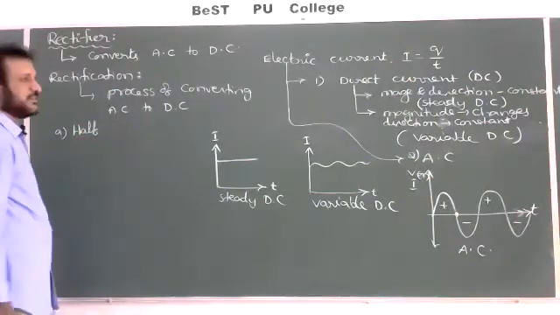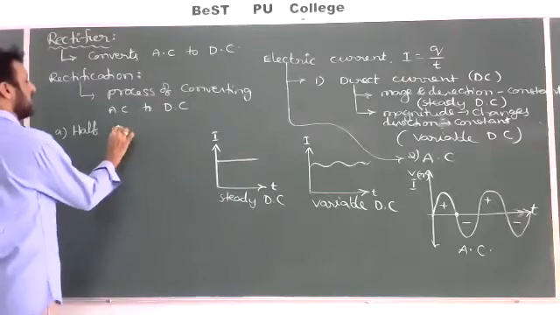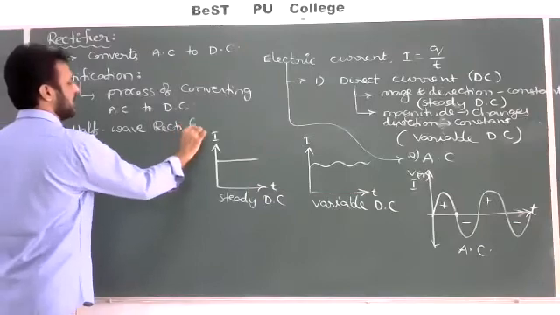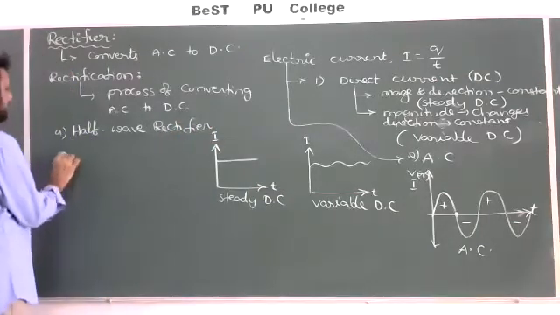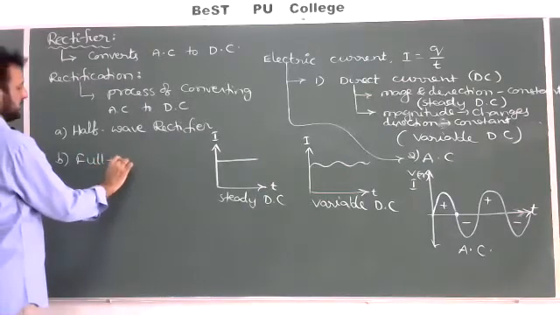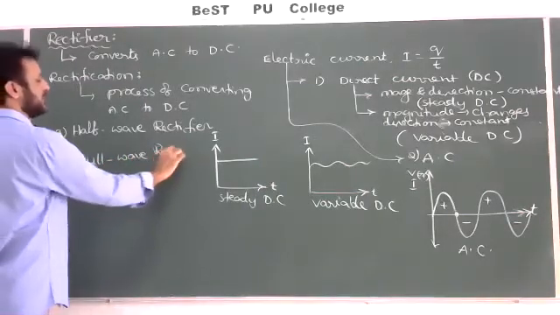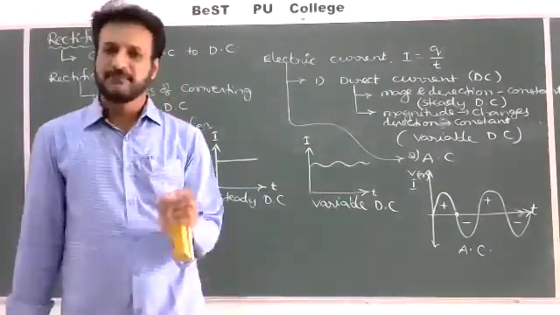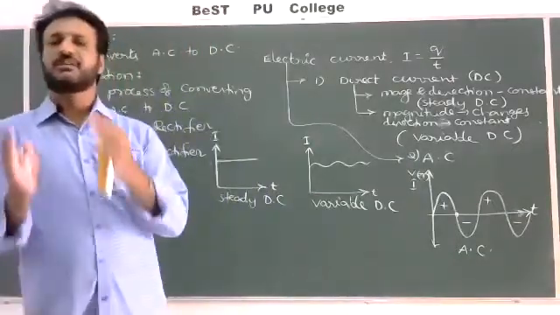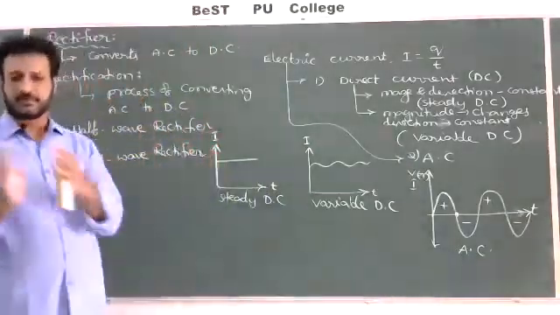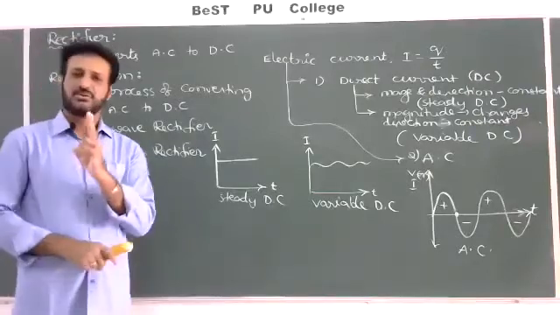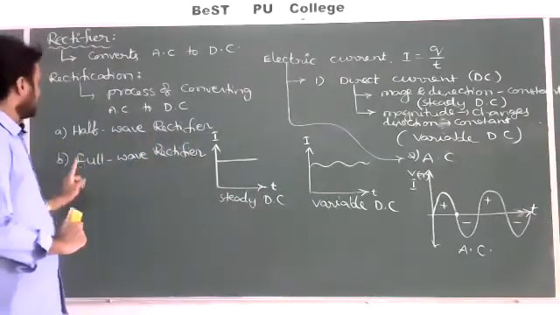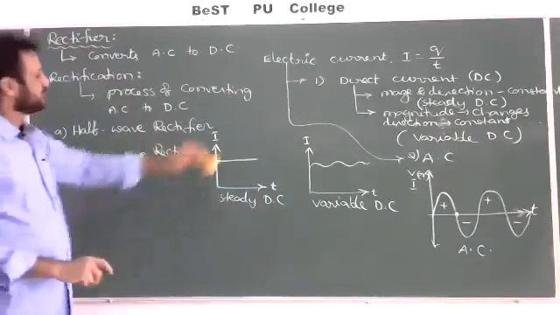Rectifiers can be classified into two types. One is called half wave rectifier. Second one, B, full wave rectifier. So a rectifier is of two types depending upon how many diodes you are using and how much AC is converting into DC, how much percentage of AC is converted into DC. We have two types of rectifiers. One is called half wave rectifier and the second can be called a full wave rectifier.